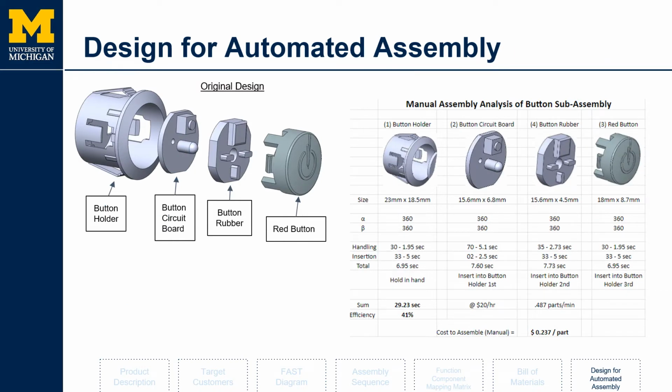For our design for automated assembly, we focused on the button subassembly. On the left-hand side, you can see the exploded CAD that shows the button holder, the button circuit board, the button rubber, and the red button. On the right-hand side, you will see an analysis of what it took to manually assemble this subassembly, along with the cost to assemble.